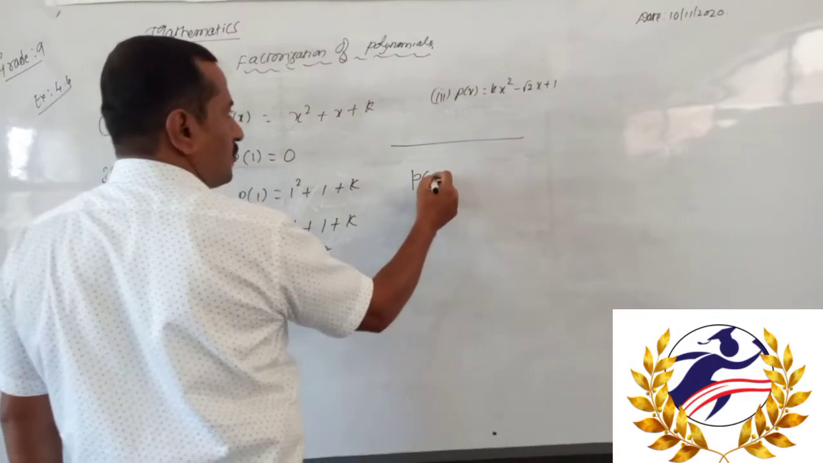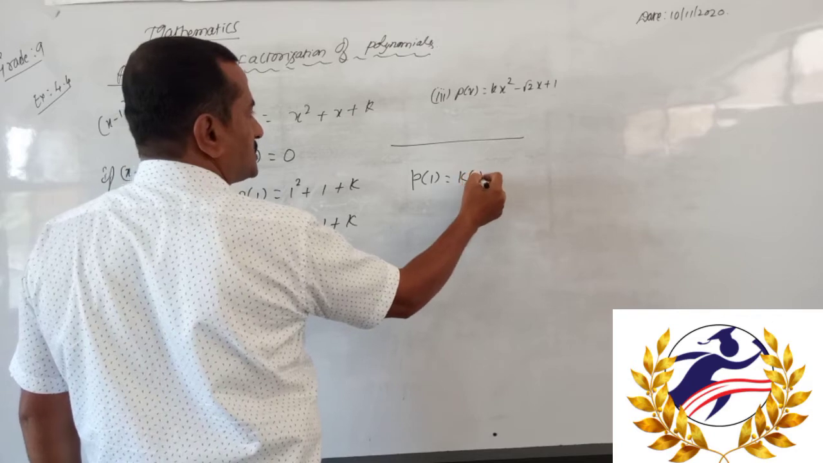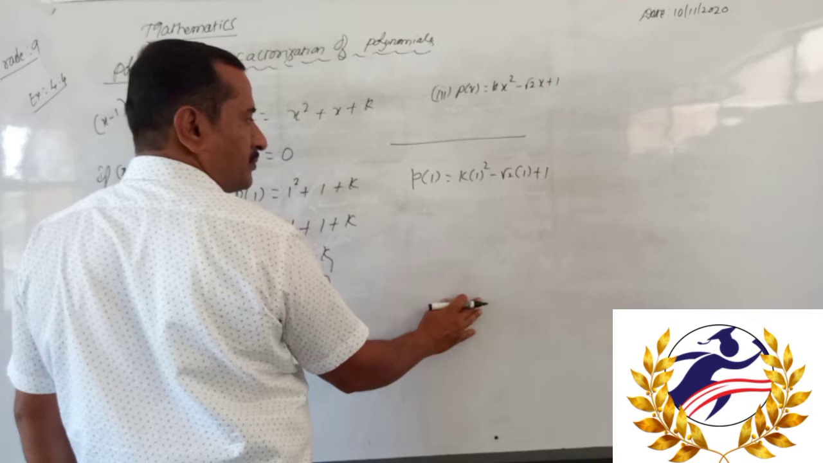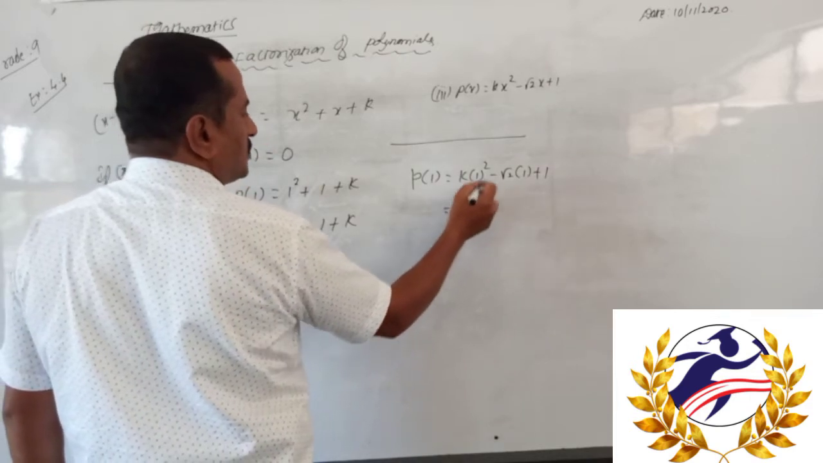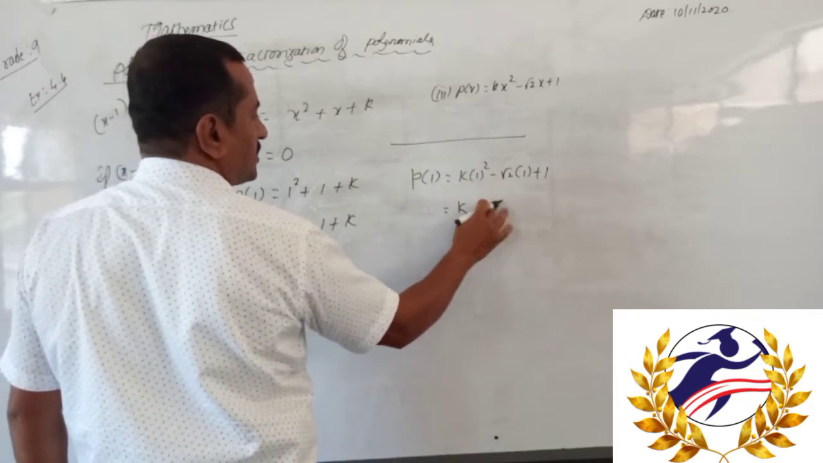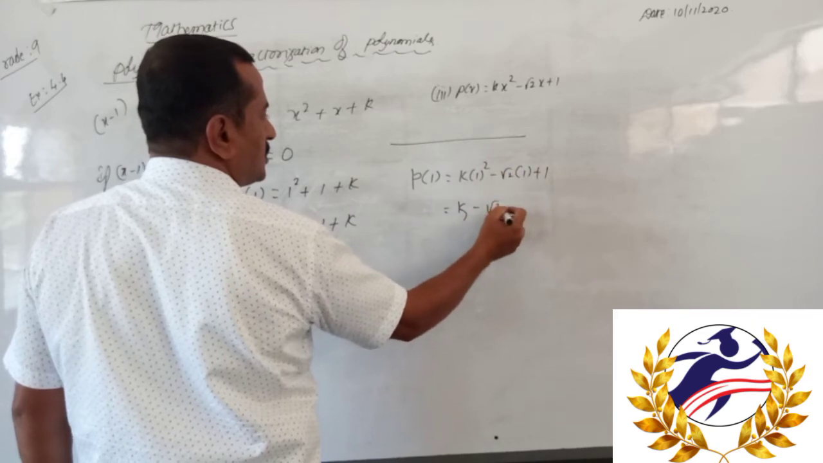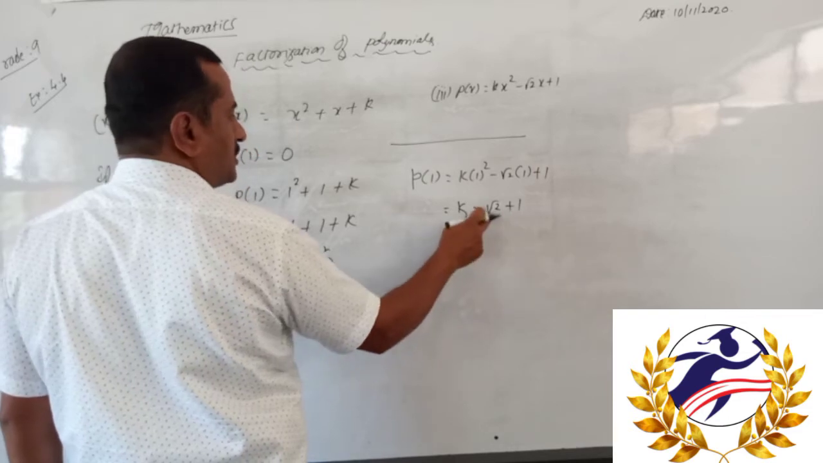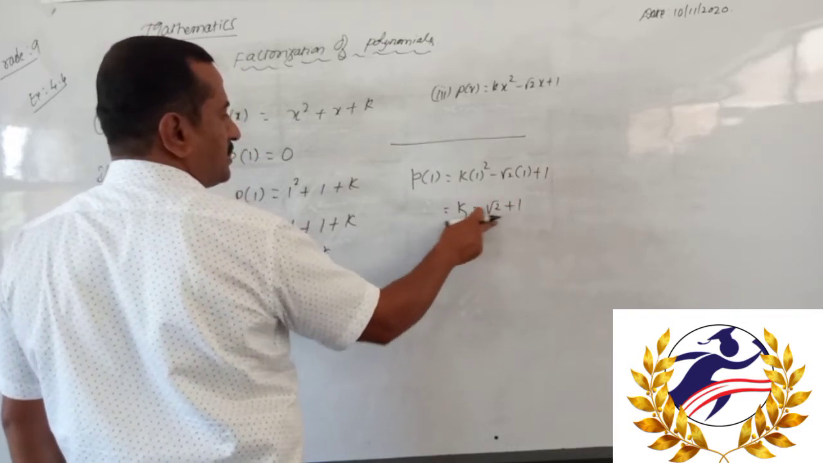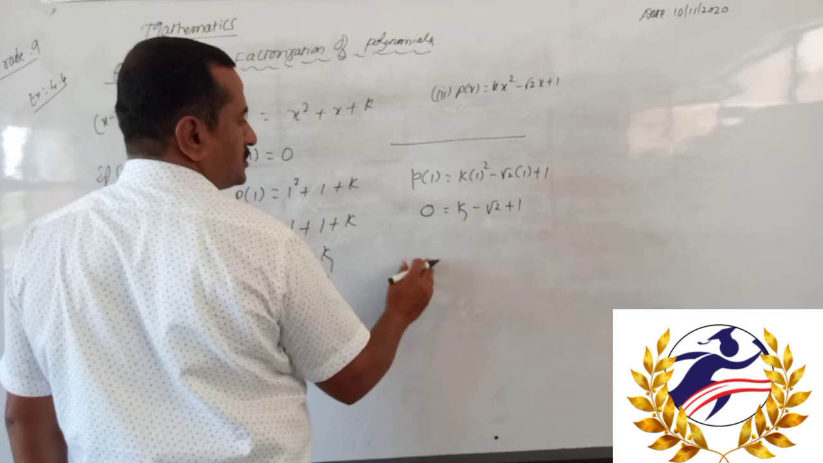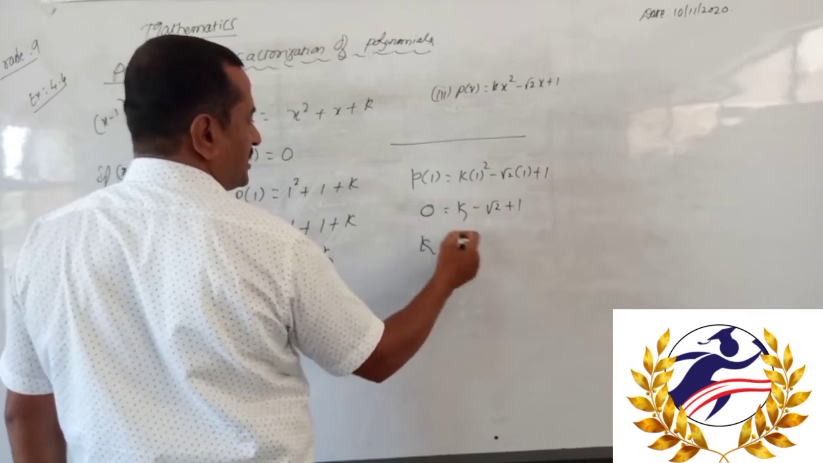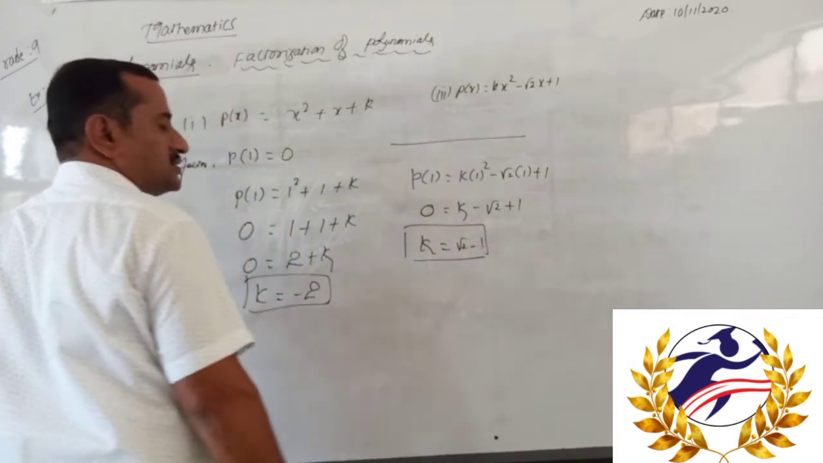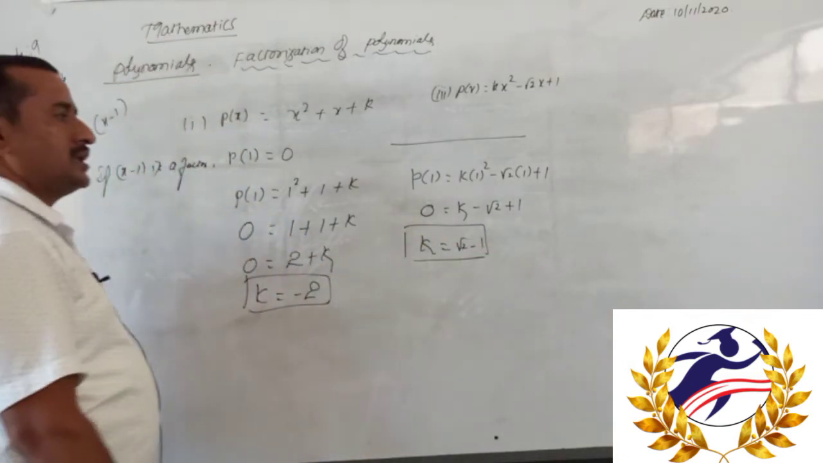So p of 1 is equal to k into 1 square minus root 2 into 1 plus 1. Now, 1 square is 1, k into 1 is k, minus root 2 into 1 is root 2, plus 1. Got it? So here this is a rational number, this is a irrational number, you cannot add them. So this is equal to 0, k is equal to, shift that side, becomes plus root 2 and minus 1. Therefore k is equal to root 2 minus 1.